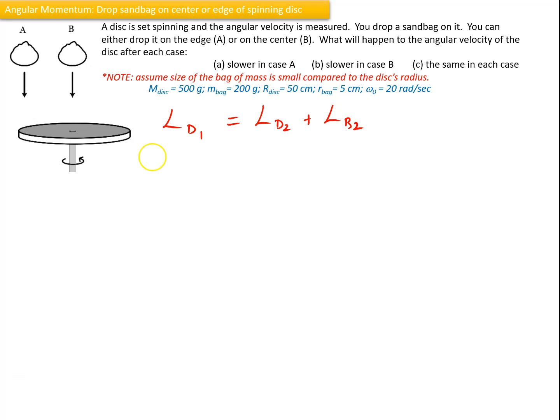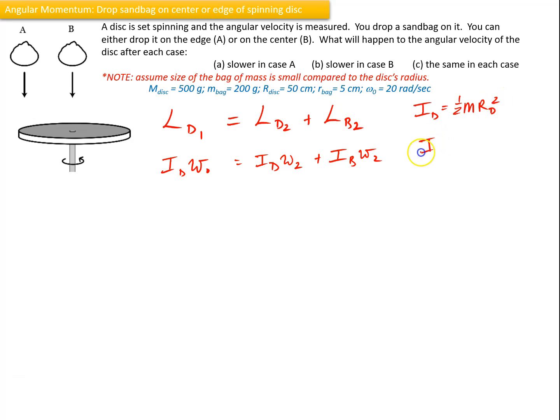Now again, we have to expand these. So we're going to have the moment of inertia of the disk times the initial angular velocity equals the moment of inertia of the disk times the final angular velocity plus now the moment of inertia of the sandbag times the same final angular velocity, since we're going to assume it's moving with the disk. So in this case, they are not just identical shapes, so what's the difference between A and B? Well, let's take a look. The moment of inertia of the disk is going to be, again, 1/2 m times the radius of the disk squared.